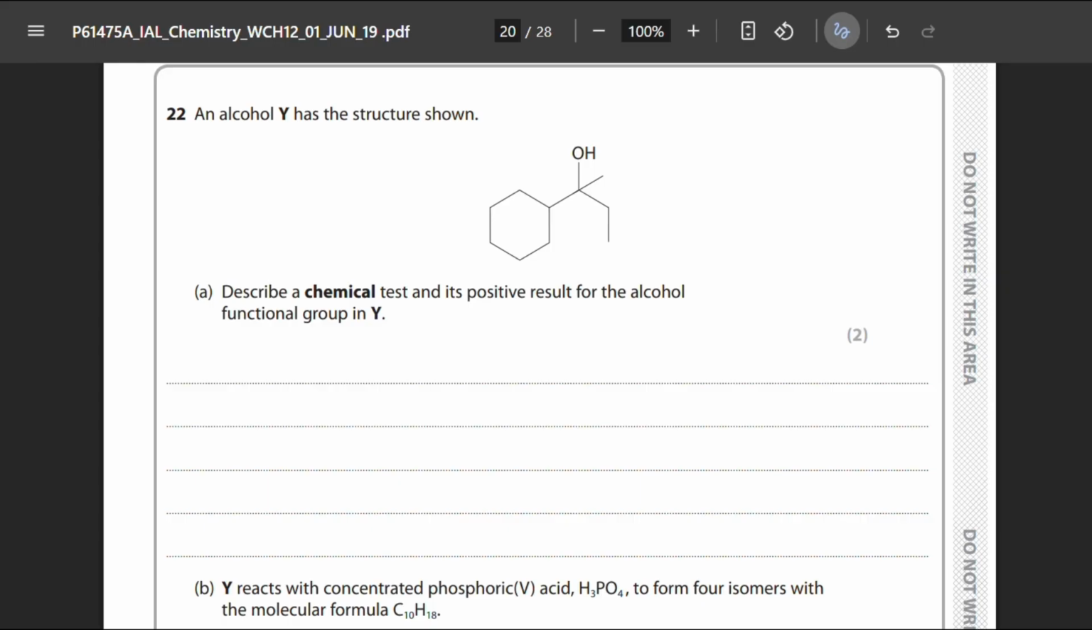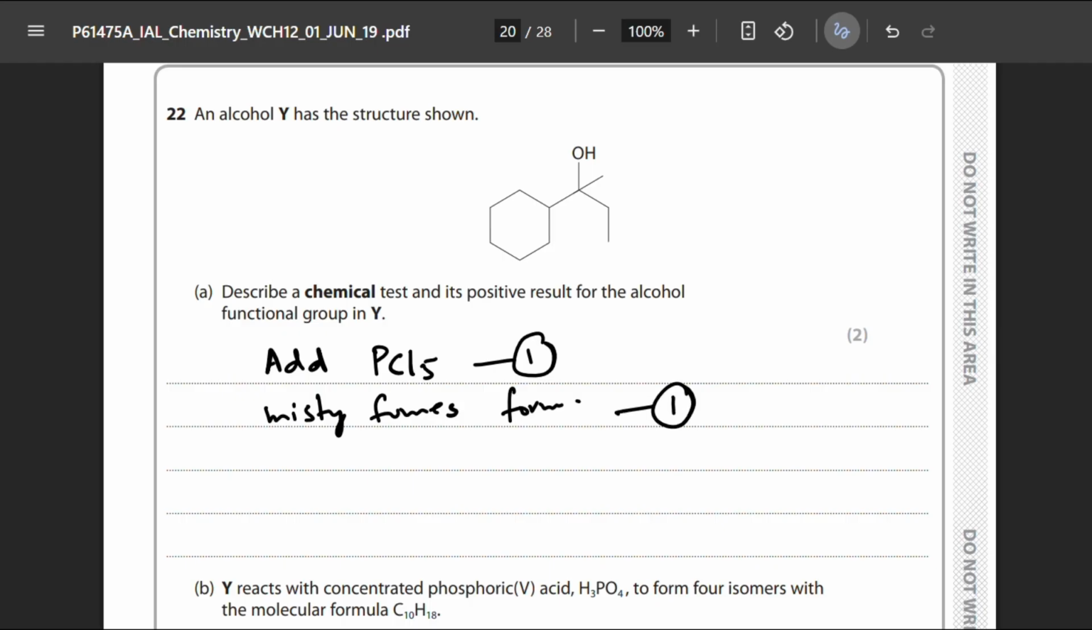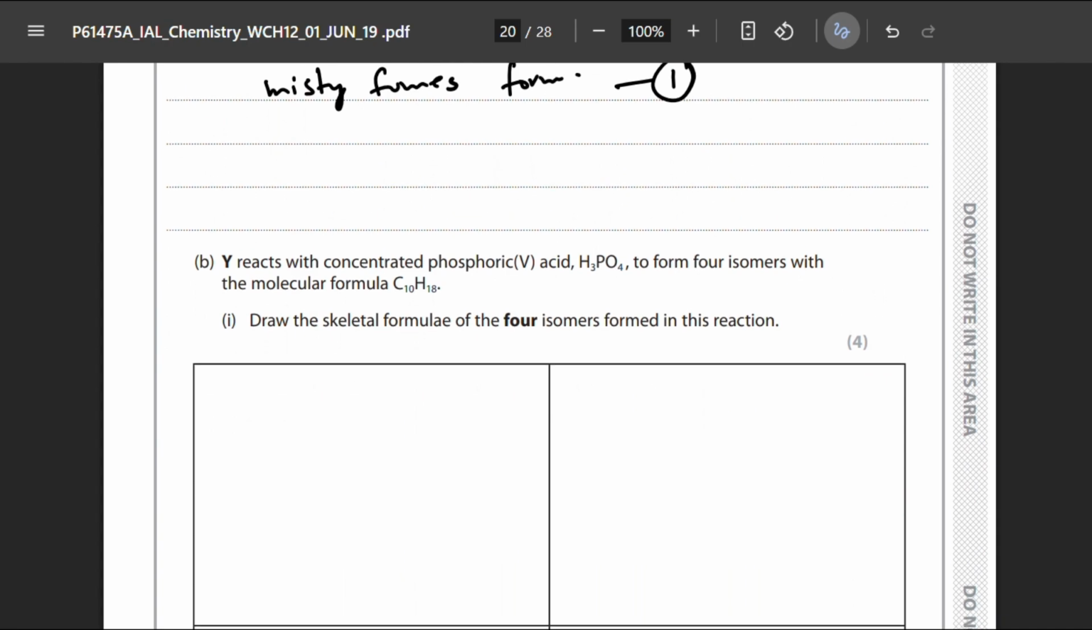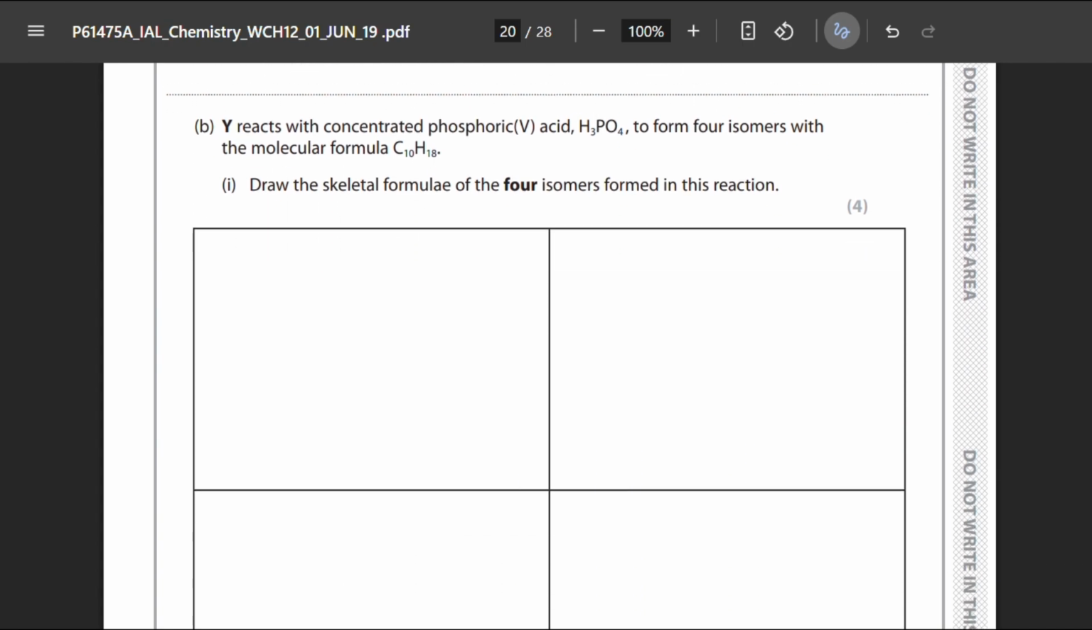Question number 22. An alcohol Y has a structure shown. Describe a chemical test and its positive result for the alcohol functional group in Y. You know, we have different tests for the identification of alcohols. One very common test is to add phosphorus pentachloride, and as a result, misty fumes form. So this is the chemical test, and this is of 2 marks. 1 mark is for the reagent and 1 mark is for the result.